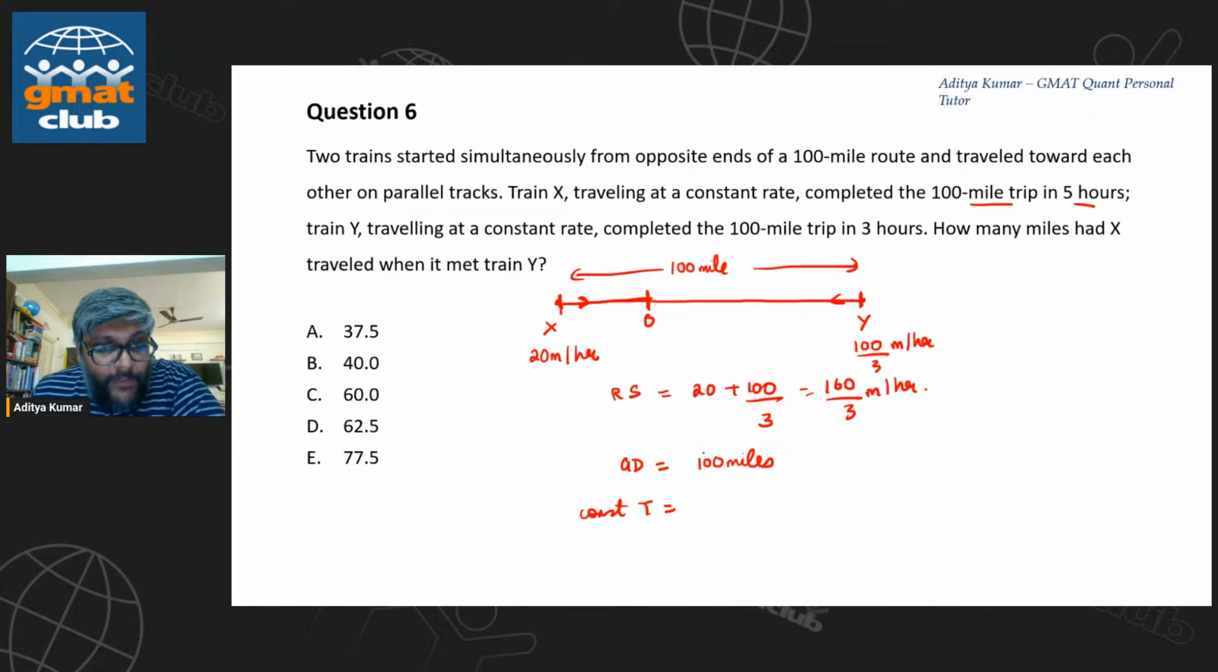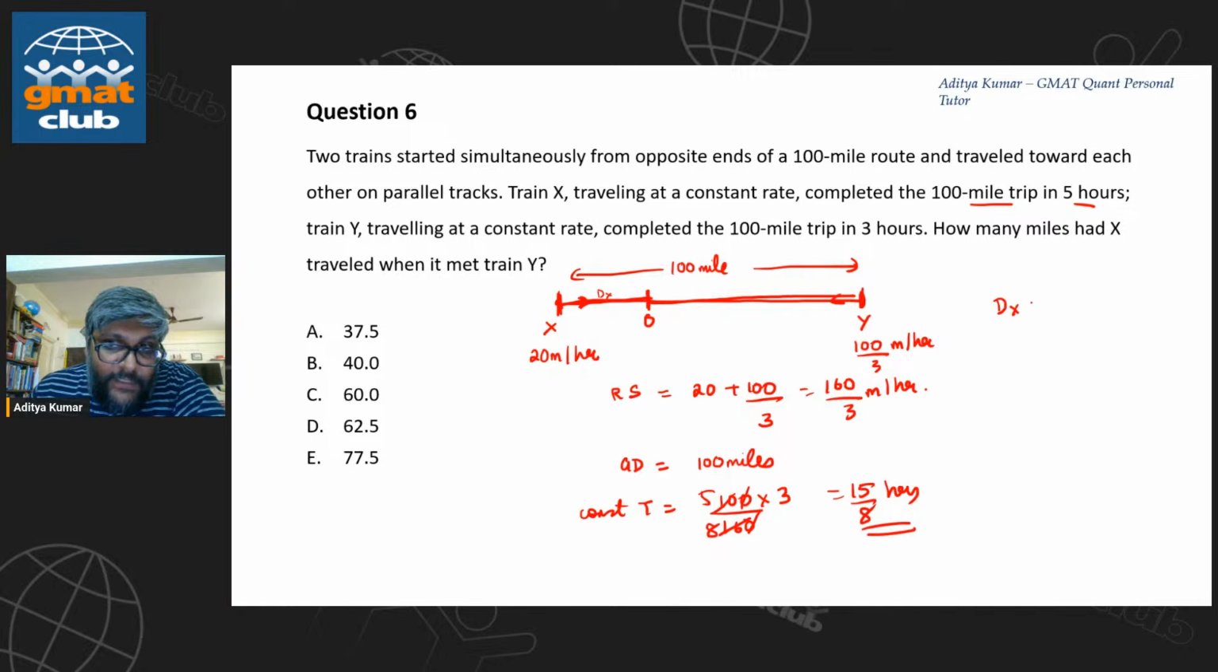Oh, so time is distance by speed. So 100 divided by 160 by 3. So the 3 goes on top. This goes to 5 to 8. That gives me 15 by 8 hours. What is the meaning of this 15 by 8 hours? That's the constant time it would take the two bodies to meet each other. It takes X 15 by 8 hours to reach O. It takes Y 15 by 8 hours to reach O. Right? So what is the distance that X has to travel is what I have to figure out.